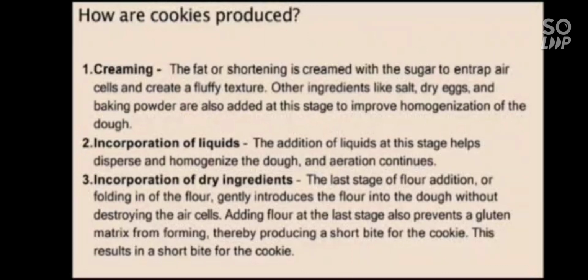The third stage is very important to avoid gluten formation at the end. Incorporation of dry ingredients. The last stage of the flour addition, or folding in of the flour, gently introduces the flour into the dough without destroying the air cells. Adding flour at the last stage also prevents gluten formation, thereby producing a short bite for the cookie, which is very important for a cookie. A short bite is a basic property which describes the cookie, so it is very important.